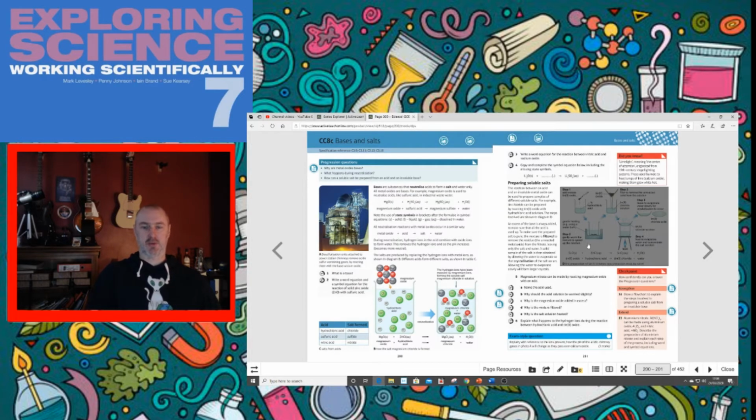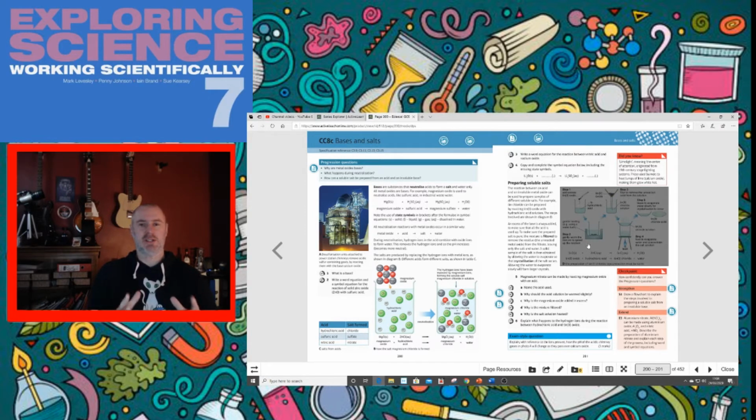What are metal oxides? Well, metal oxides are very, very simply metals that have reacted with oxygen. If I take iron and react it with oxygen, I get iron oxide. Magnesium, and I react it with oxygen, I get magnesium oxide. But why do we call them bases?